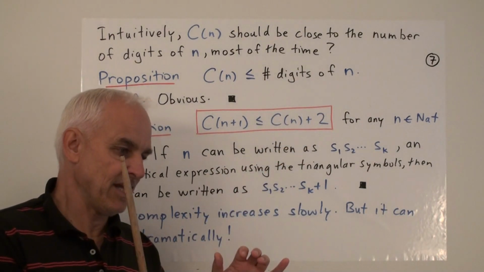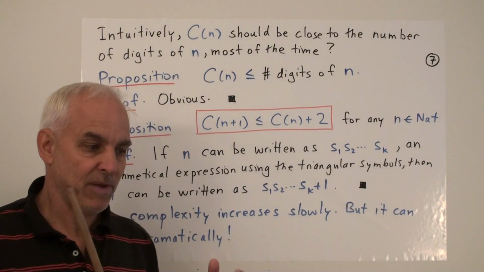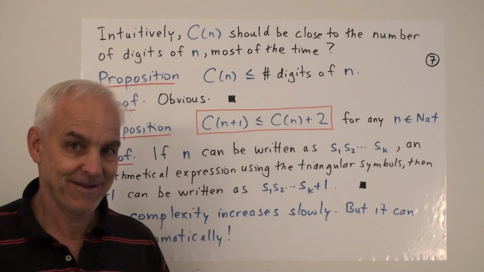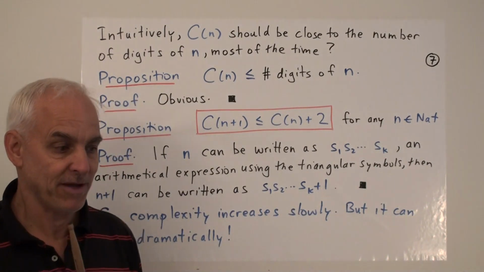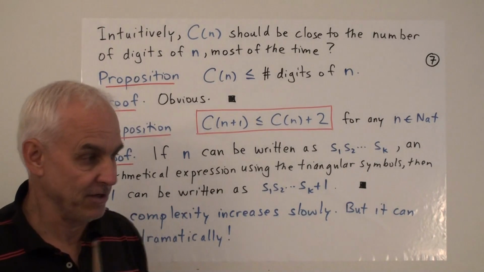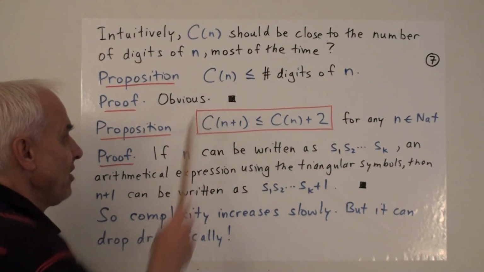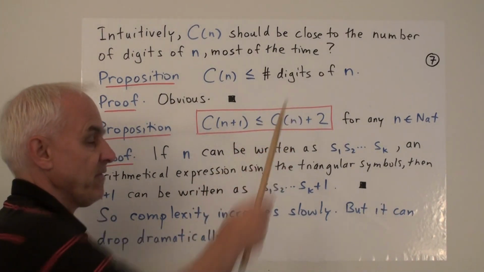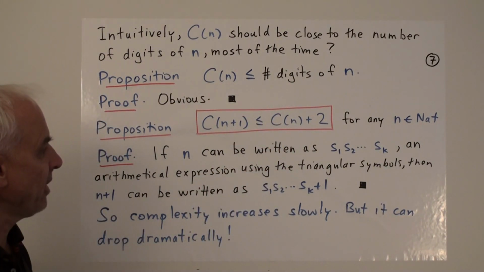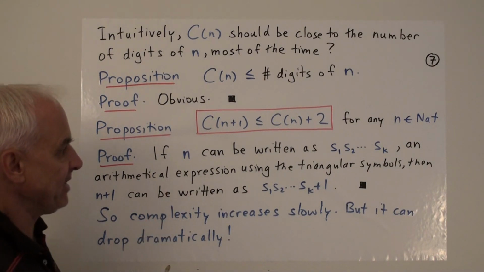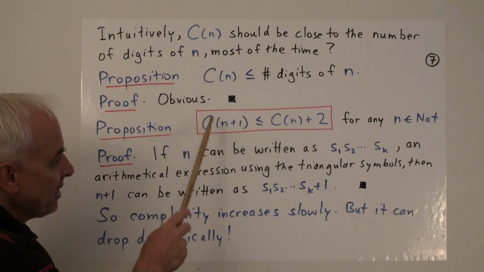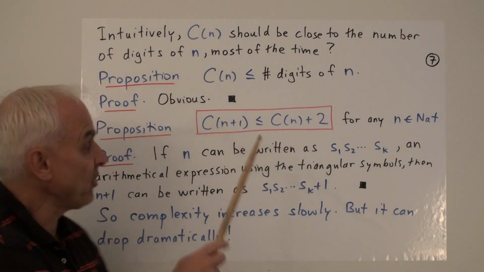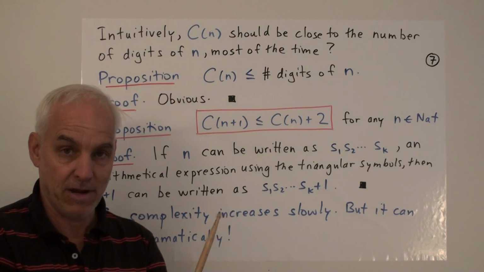If the number of digits is 20, then the complexity is at most 20, because we can certainly write it using 20 digits. We might be able to write it more efficiently, but certainly we're not going to require more than 20 digits. So this is obvious. The complexity of a natural number is less than or equal to the number of digits of n. And something else that's also very easy to see is that there's a connection between the complexity of a natural number n and the complexity of the next natural number n plus 1.